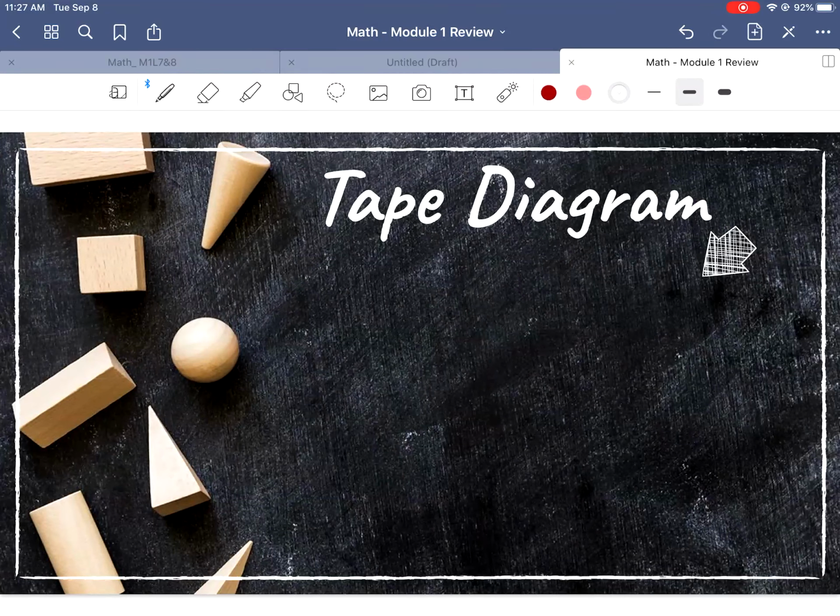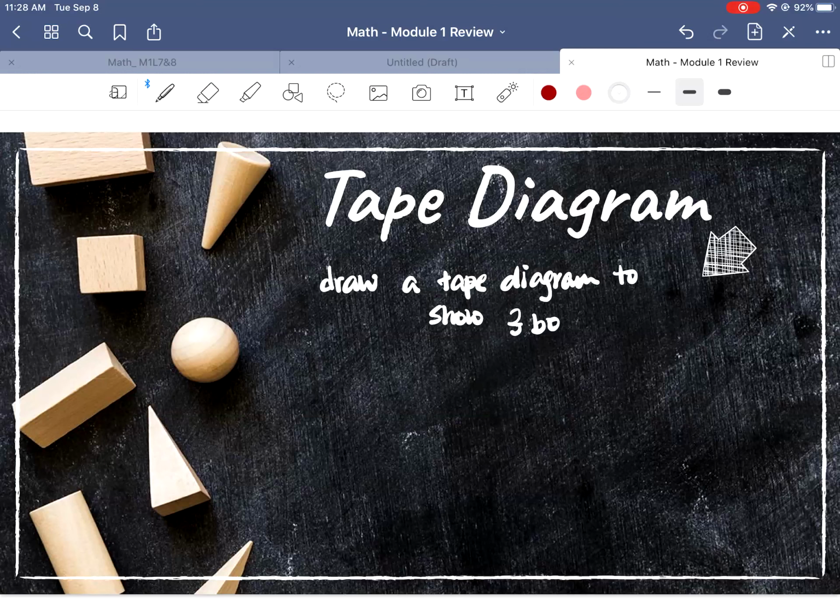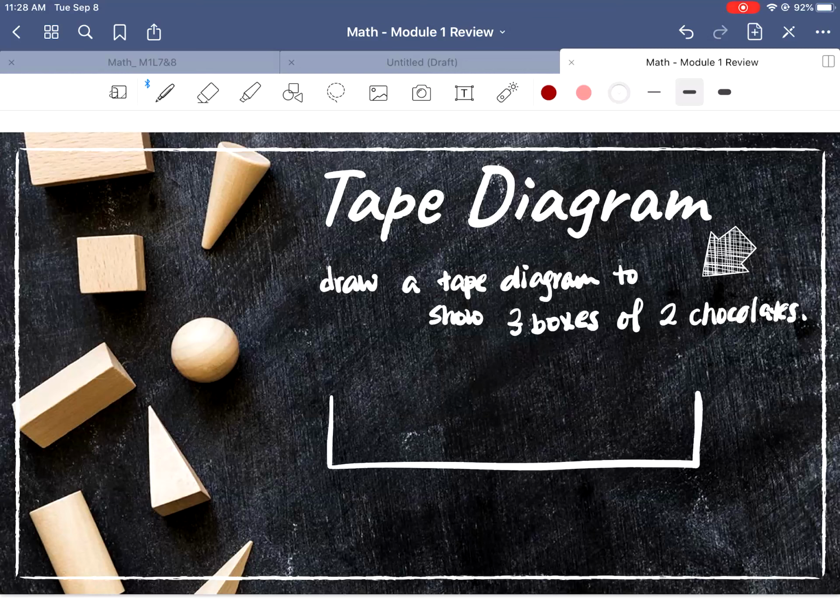I know there are a few students who are not completely sure how to draw a tape diagram. So this is how you draw a tape diagram. For example, there is a question: draw a tape diagram to show 3 boxes of 2 chocolates. Then I always begin with a big rectangle. That's the first step that you need to take.